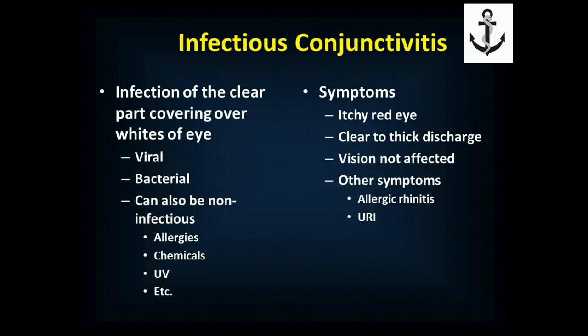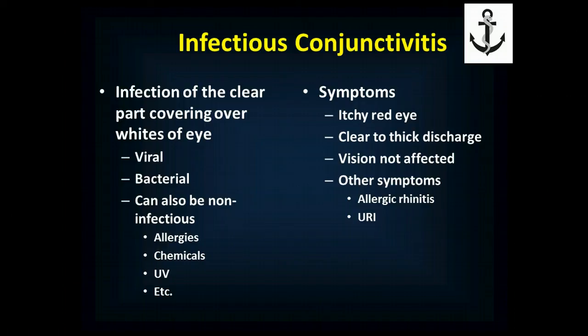Infectious conjunctivitis is very common. It's an infection of that clear covering over the white of the eye. It can be from viruses or bacteria. There can be other causes too, but viruses are the most common, probably 90%. Then bacteria make up almost all the rest. There can be non-infectious causes of conjunctivitis: allergies, chemicals. If you remember that eye we just looked at, the conjunctiva had some injection in it as well, ultraviolet conjunctivitis, and any of a number of other things.